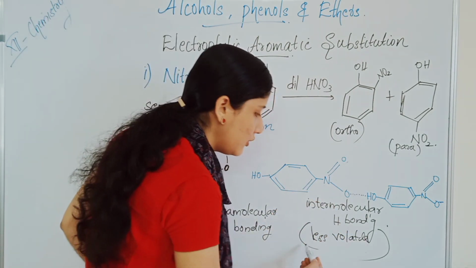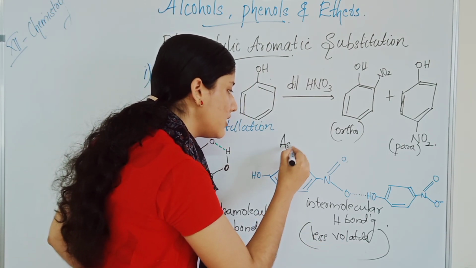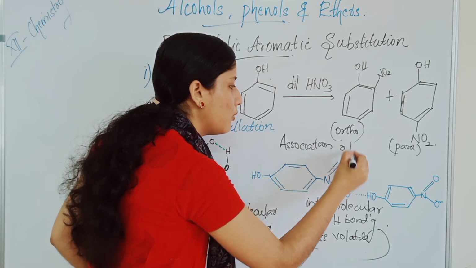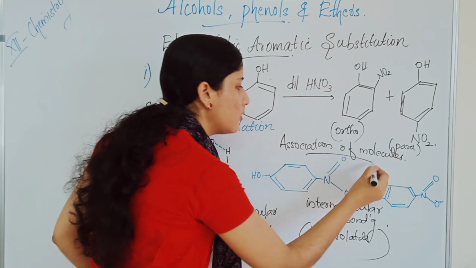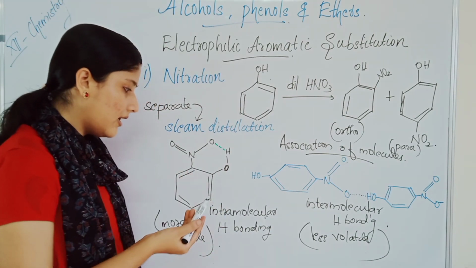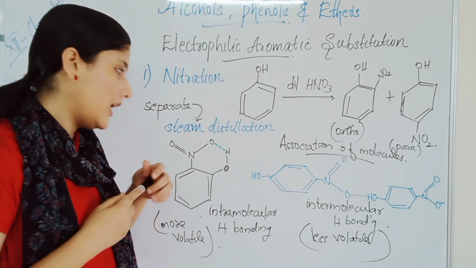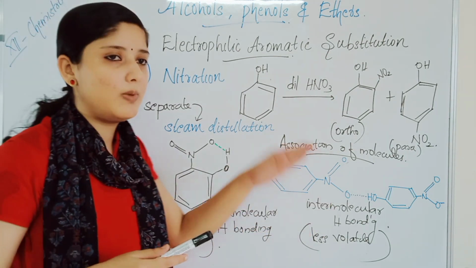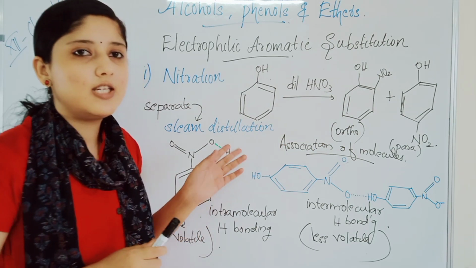And here, due to the less volatile nature and intermolecular hydrogen bonding, association of molecules takes place. So it will stay inside, and the other one has intramolecular hydrogen bonding. So ortho-nitrophenol will be volatile easily, and due to association the para product will stay in the solution. So we can separate these two mixtures with steam distillation.